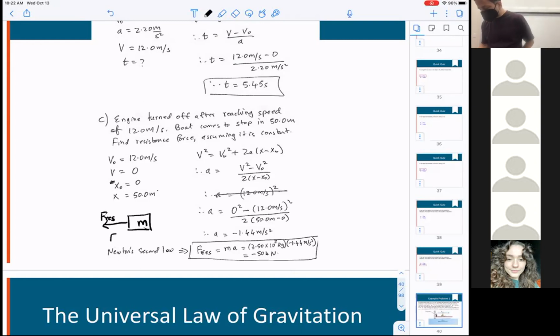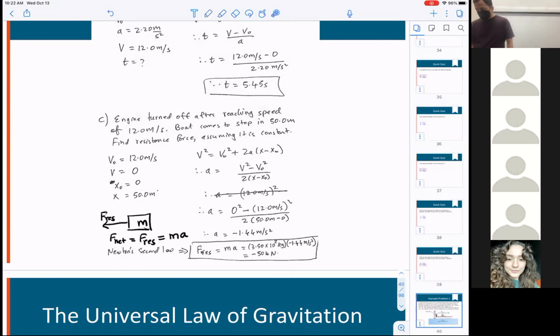So the magnitude of the net force is the same as the magnitude of the resistance force, which is the same as M times the absolute value of A. Because the acceleration came out negative, but I'm interested in the magnitude of the force. Actually, let me take that out and be consistent. Let's just say it's M times A.